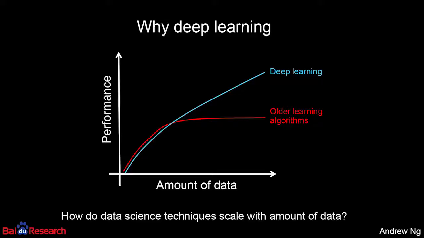And one question I have for you that I actually don't know the answer to is, when you look across your portfolio of data science techniques, how do they scale with the amount of data? I don't actually feel like I know the answer to that, and I'd love to explore it with many of you. But I think that algorithms that scale more like the blue line are more likely to be future-proof, even as all of us get more and more data.